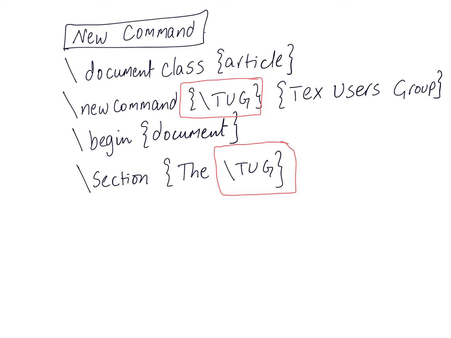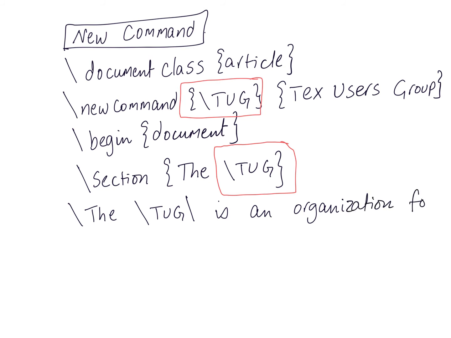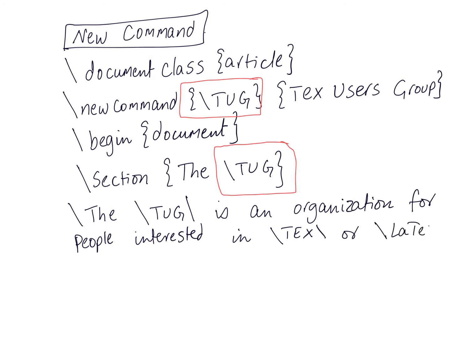And then let's write a sentence just to get you started. TUG, and then the \, again, is an organization for people interested in tech or LaTeX. And then let's end the document.